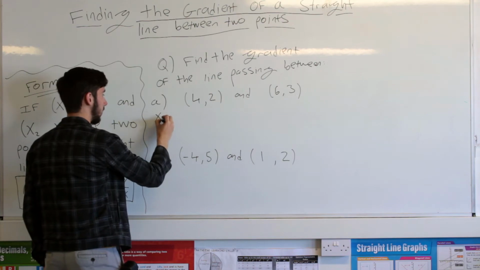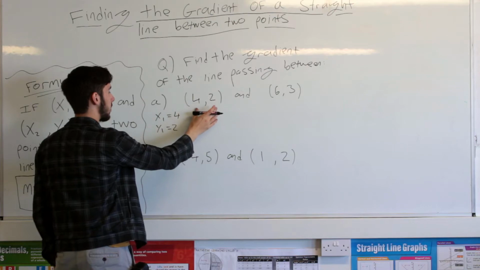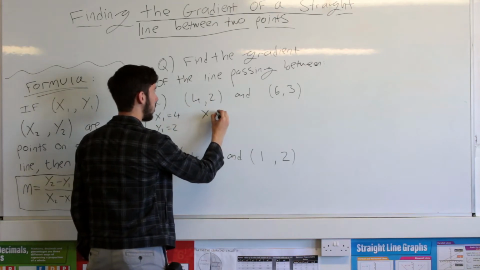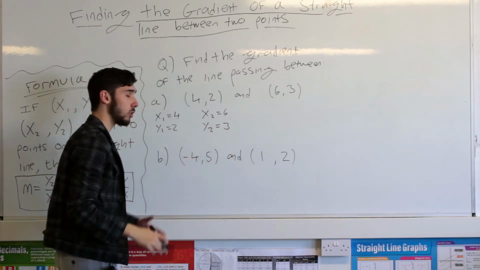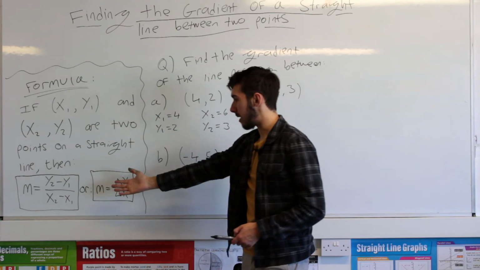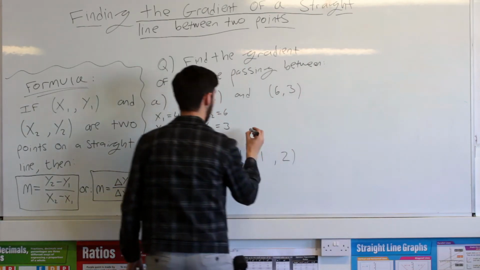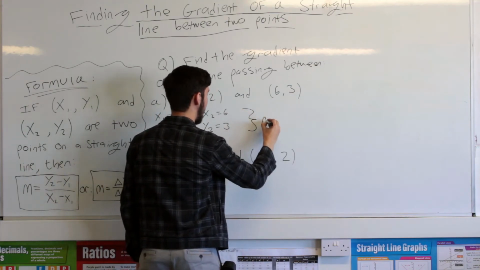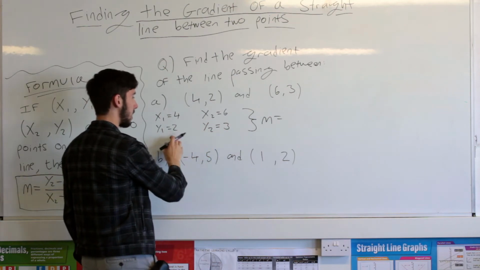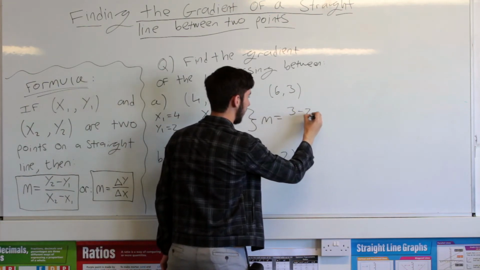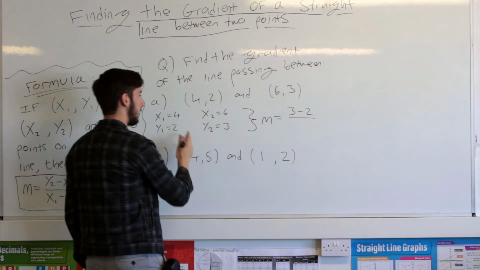So x1 is going to equal 4, y1 is going to equal 2, because that's these guys. x2 is going to equal 6, and y2 is going to equal 3. Using the formula that we will hopefully come to remember, we just plug the things in. So it's y2 minus y1, so I'm going to say up here, m is going to equal y2 minus y1, so 3 minus 2, divided by x2 minus x1, so 6 minus 4.